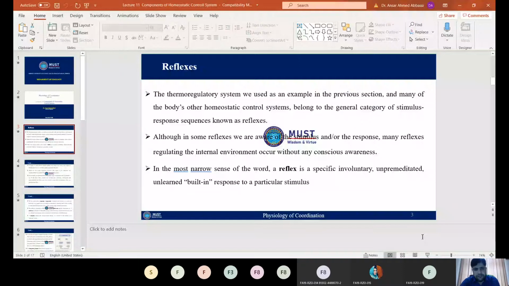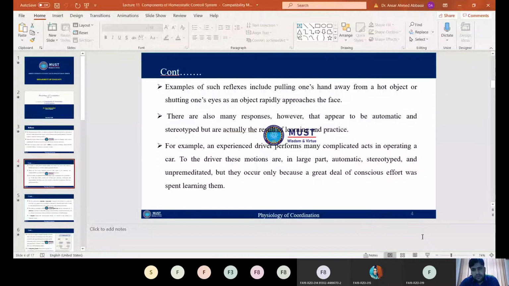There are various examples of reflexes which can be observed in daily life. For example, pulling one's hand away from a hot object is one example of a reflex. Similarly, when you shut your eyes when any object approaches your face rapidly, that is another example of a reflex.